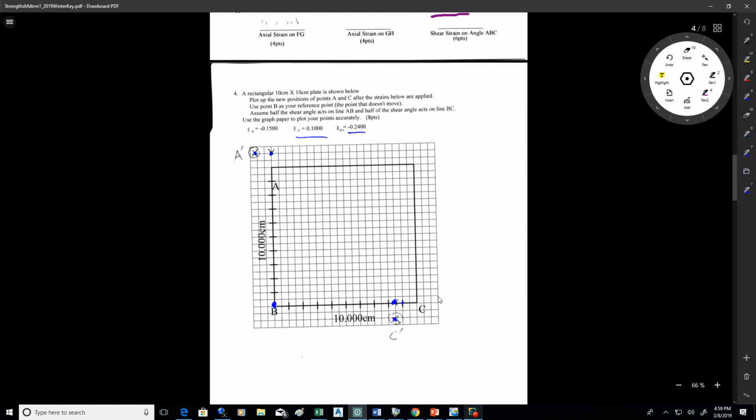Okay, the next problem here, you're given the normal strains in the X and Y directions, and the shear strain. You assume that half the shear strain acts on each side. B is our reference point.